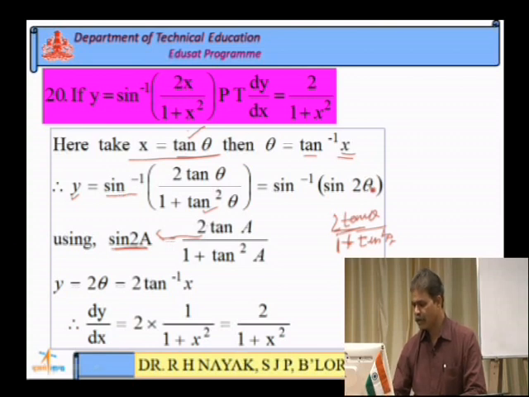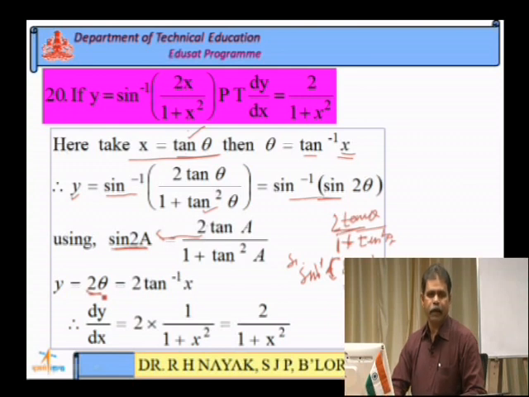Therefore, this becomes what? Sin inverse of sin 2 theta. As we know that sin inverse of sin theta is equal to theta only. Sin inverse of sin theta is what? It is theta only. Hence, sin inverse of sin 2 theta remains only 2 theta. What is theta? Theta is tan inverse x. I said earlier this is required at the end. So, I have taken in place of theta as tan inverse x.